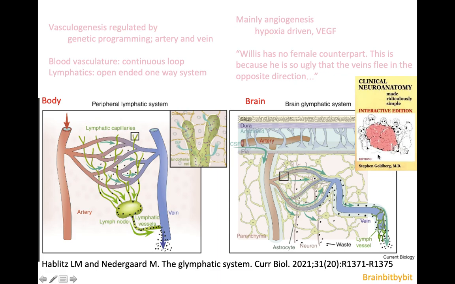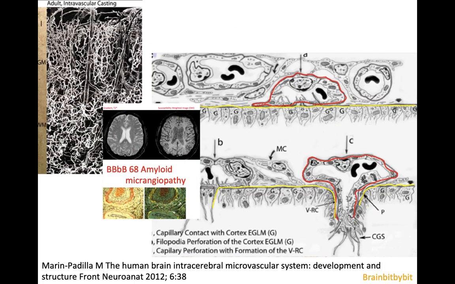The first book I bought about clinical neuroanatomy was this very small book by Stephen Goldberg called Neuroanatomy Made Ridiculously Simple. And he described the arteries of the brain as a spider sitting in the center of the brain, and this spider was named Willis. And Willis was so ugly that he had no female counterpart, and the veins flee in the opposite direction. And that's because of how the vascular system of the brain is formed.